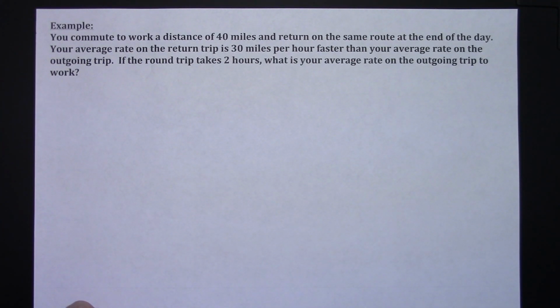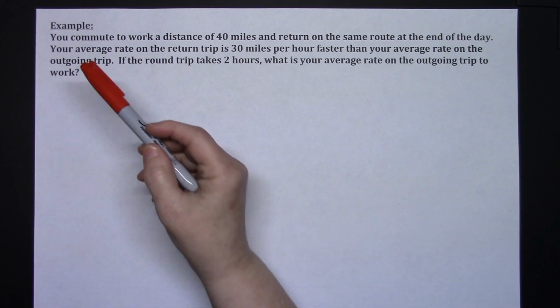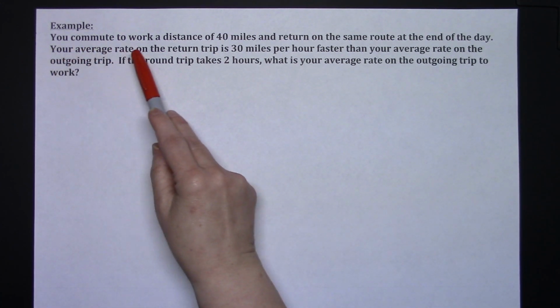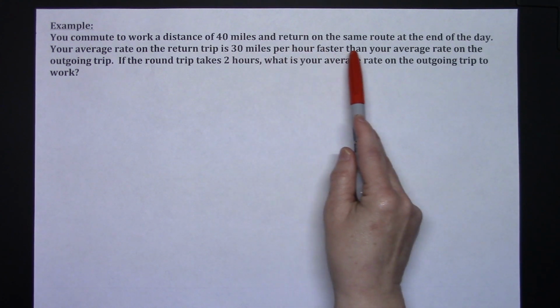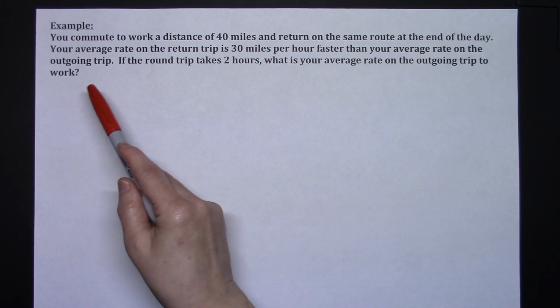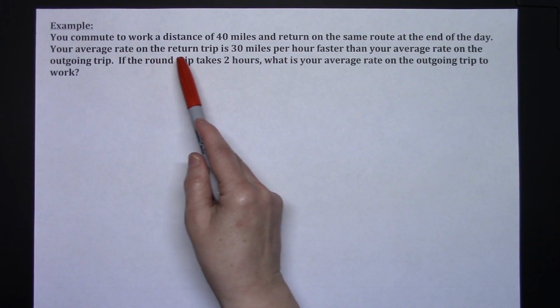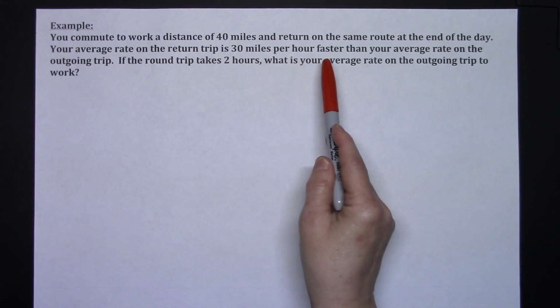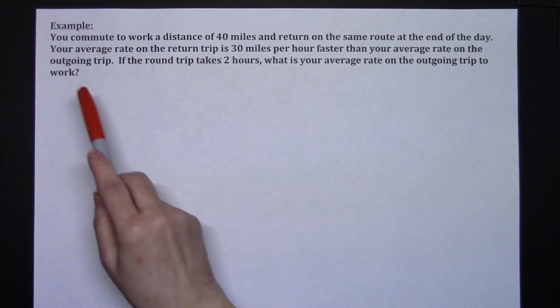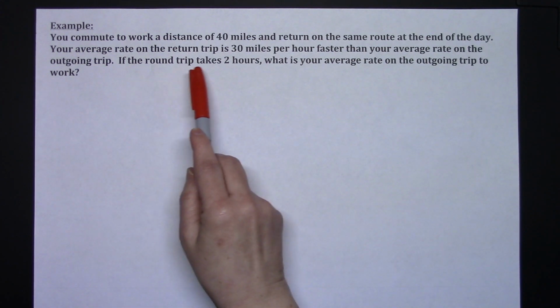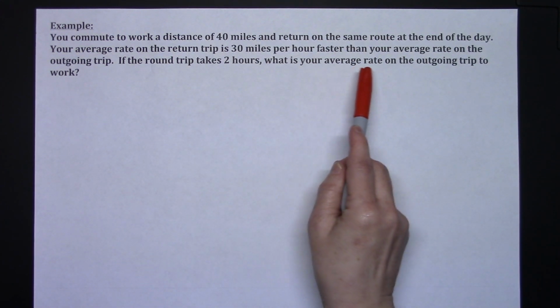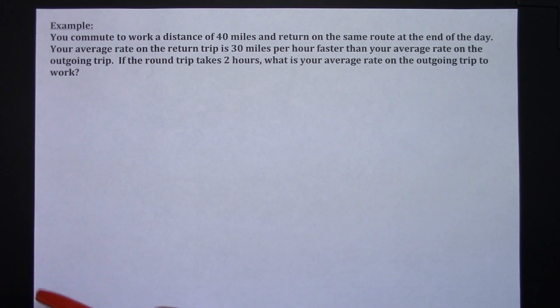In this video, I'm going to be working out one story problem that deals with motion, and we're going to be using rational equations in order to solve it. So for this example, it says you commute to work a distance of 40 miles and return on the same route at the end of the day. Your average rate on the return trip is 30 miles an hour faster than your average rate on the outgoing trip. If the round trip takes 2 hours, what is your average rate on the outgoing trip to work?